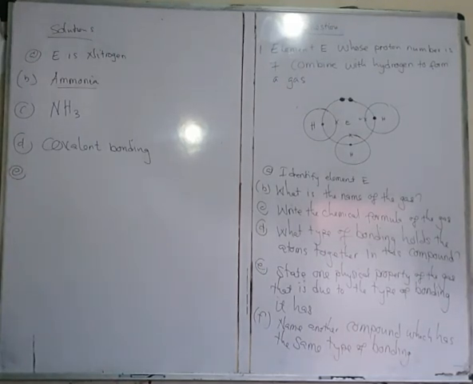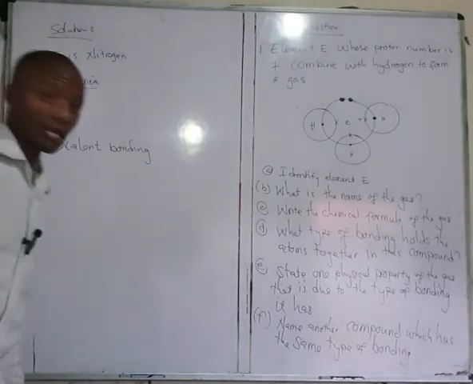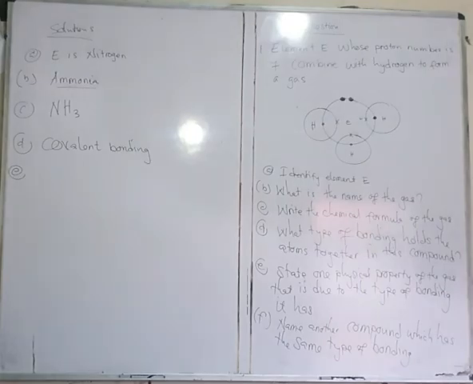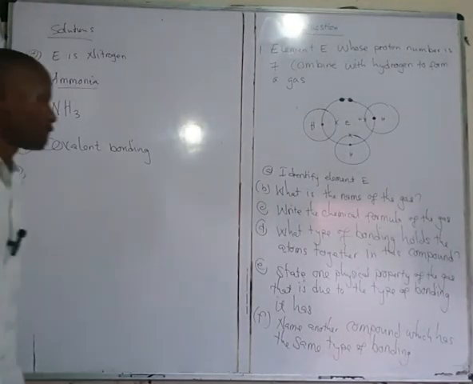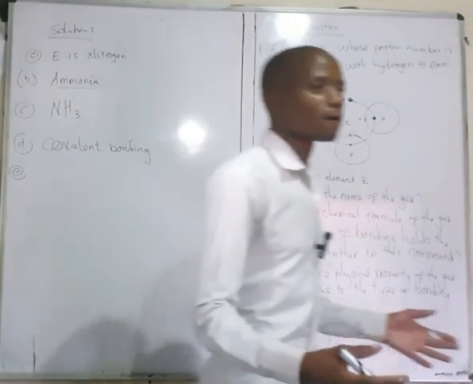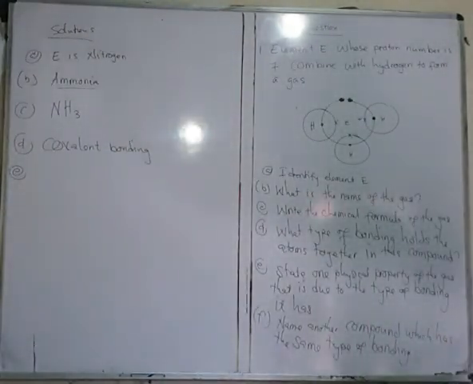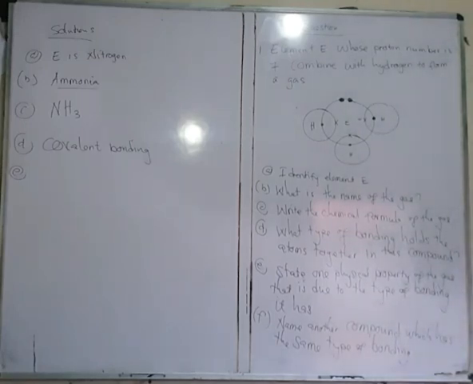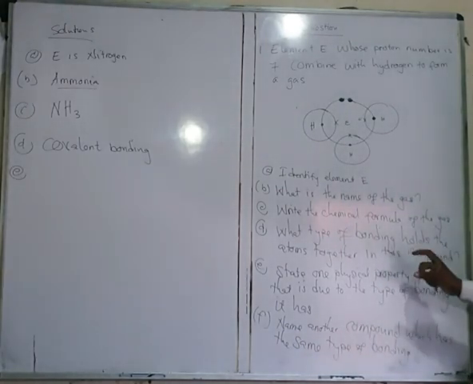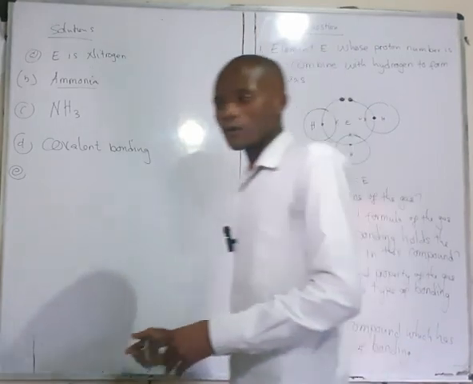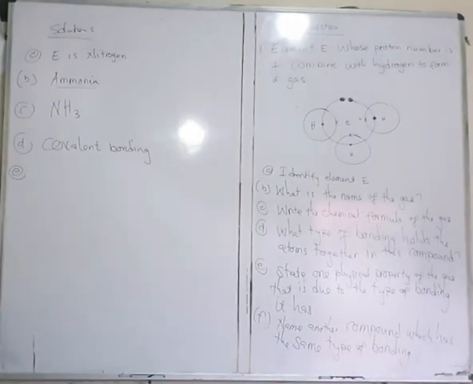Then E. State one physical property of the gas that is due to the type of bonding it has. So the question is very specific. If they just say the physical property of ammonia gas, you can talk about the choking smell. But you don't want that because that is not as a result of bonding. So here we want the properties of covalent bonding. So what is a property of covalent bonding?